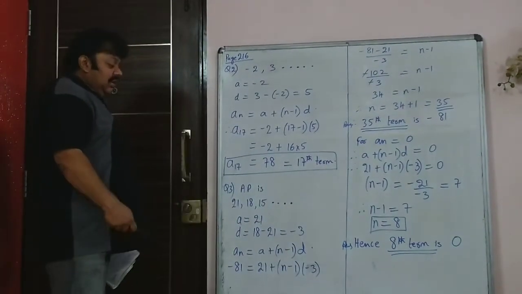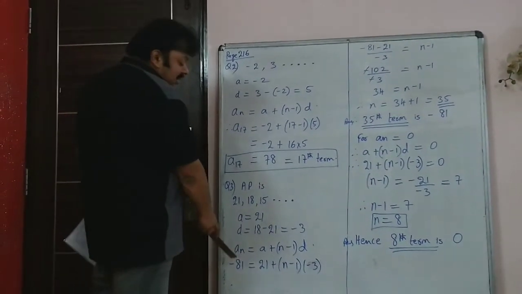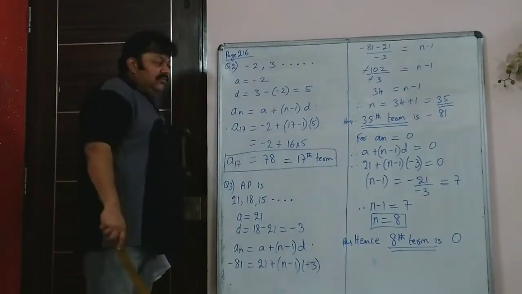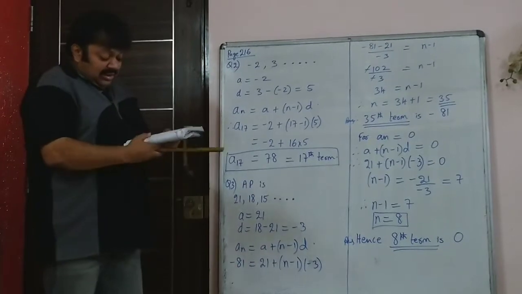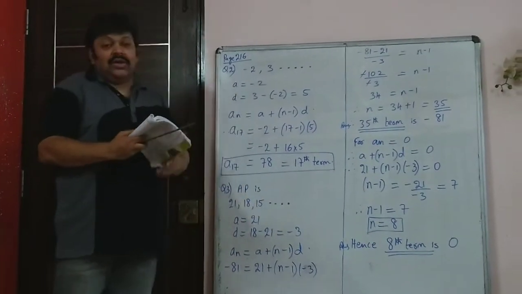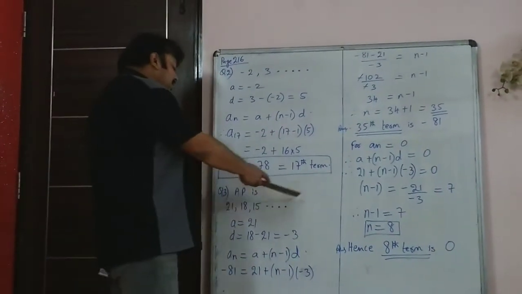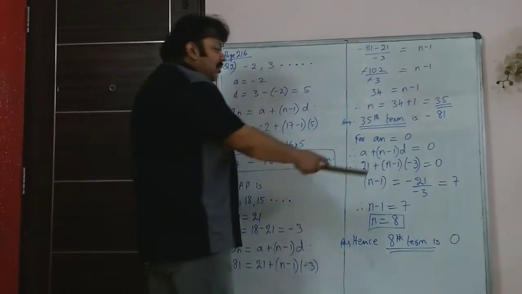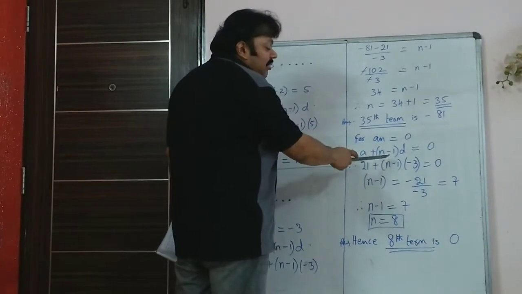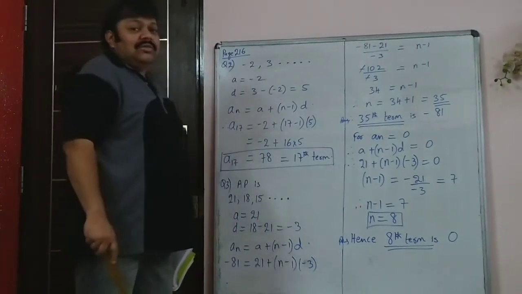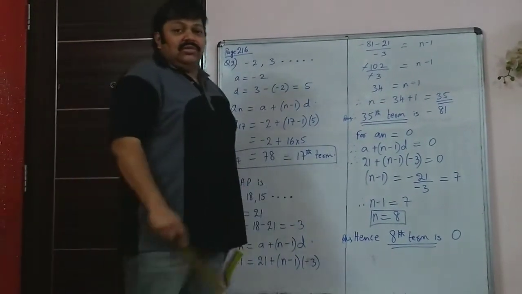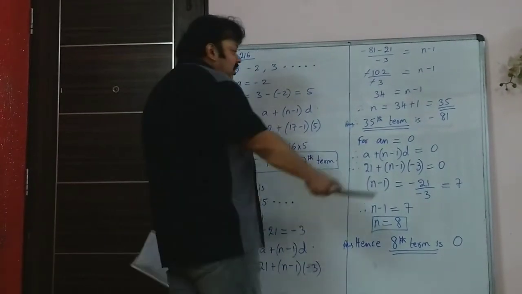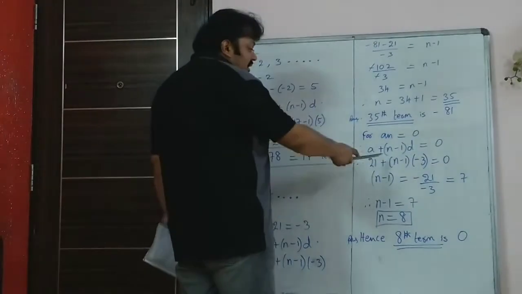Which term has got the answer? An is equal to minus 81. So 35th term is minus 81. And now you are asked, is any of the terms 0? When you write the AP, will any of the terms be 0? That has to be checked. So now we are checking whether we get an integer number for n. If it comes in decimals or fractions, that means it is not possible that you will get 0 as one of the terms. So we have to get the number in integers.